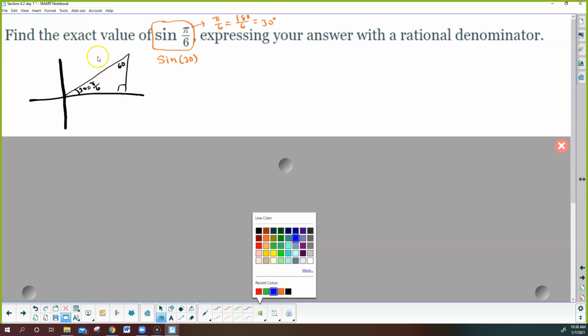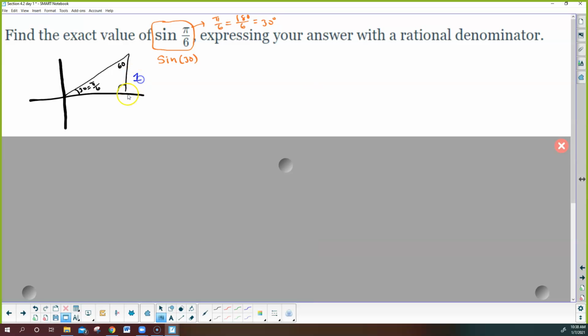And now comes the memorization piece. Across from the 30 is a 1. Across from the 90 is a 2. And across from the 60 is the square root 3. So all of the angles that we're going to be working with over the next couple of weeks are 30, 60, or 45s.